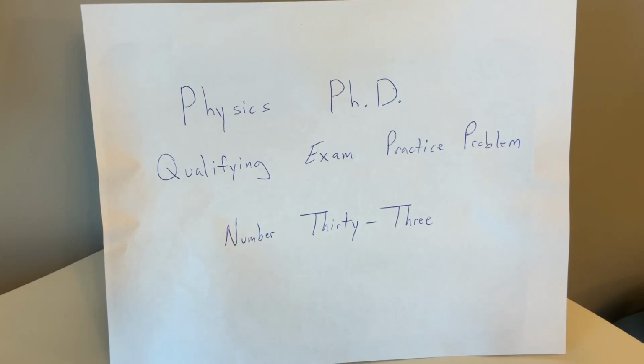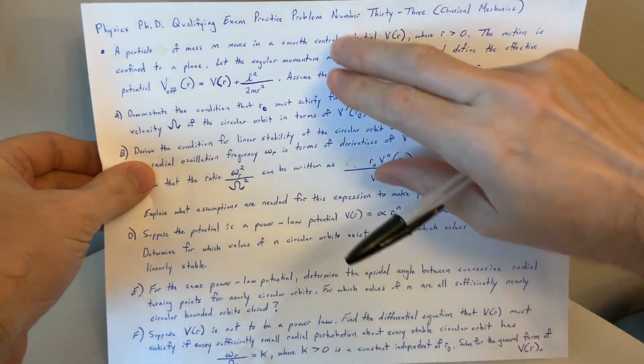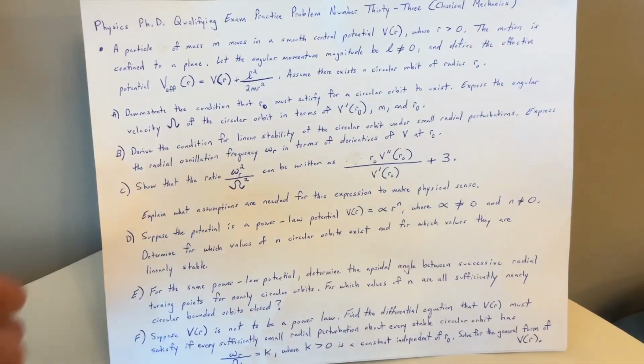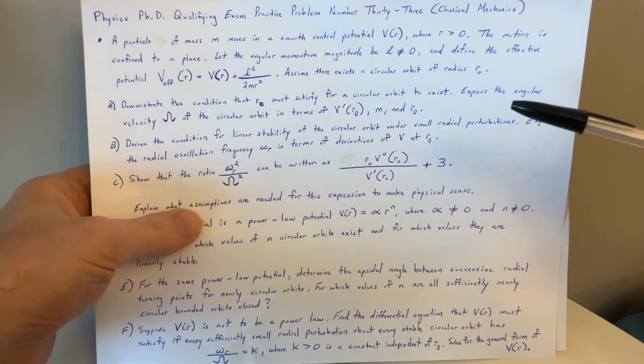So we have physics PhD qualifying exam practice problem number 33. So let's go over this. So we have the following. This is in classical mechanics.